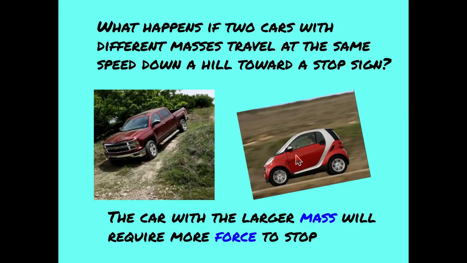What happens if two cars with different masses travel at the same speed down a hill towards a stop sign? The car with the larger mass will require more force to stop, just like the truck and the small car that I talked about earlier. If you were to apply the same brake force to the big truck and the small car, the small car would stop much faster than the truck. The truck takes a while to stop.